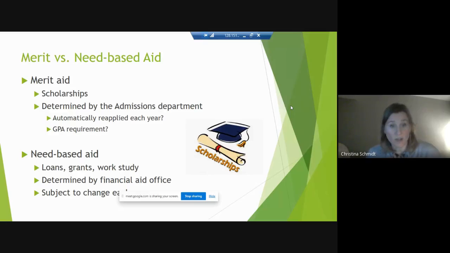In the financial aid office, I'm responsible for reviewing students' need-based applications and awarding loans, grants, work study. And these awards are subject to change each year as we review the renewed application.